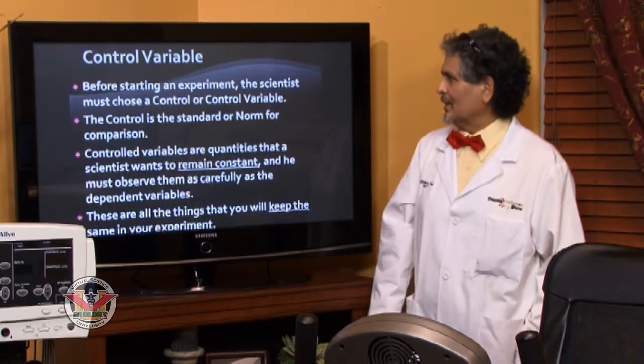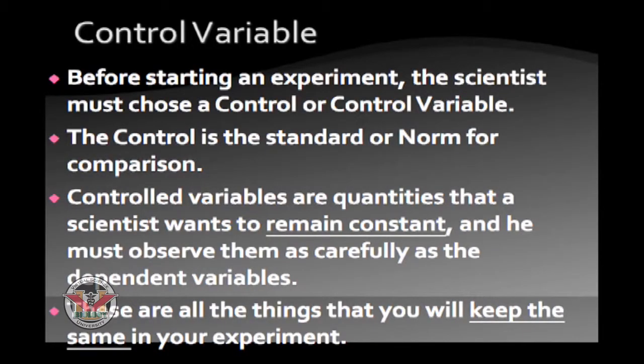Now, what we're going to do here is, before starting an experiment, the scientist must choose a control or control variable. And as I was saying, it is the standard or norm for comparison. Okay, and then the control variables are quantities that a scientist wants to remain constant, and he must observe them as carefully as the dependent variables. Okay, and these are all the things that you want to keep the same in your experiment.